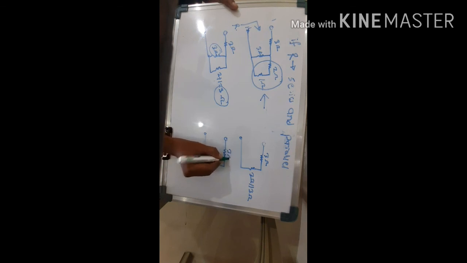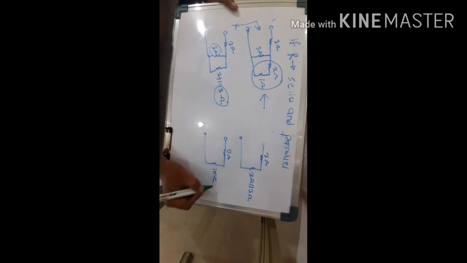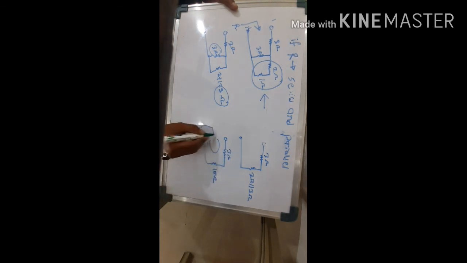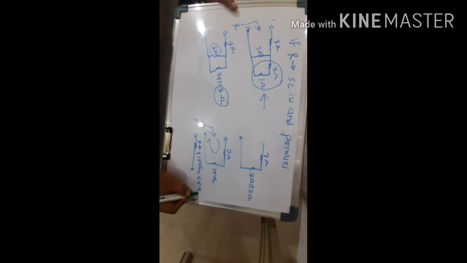So 3 ohm and 1.5 ohms are in series. Here 3 ohm plus 1.5 ohm should be the equivalent value, that is 4.5 ohm. So R equals 4.5 ohms. This is the final answer.